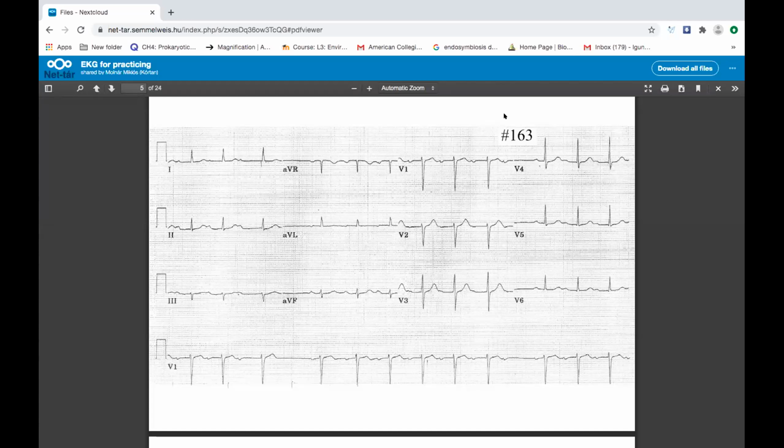So we have a normal axis because of the leads, and then I would say it's irregular, non-rhythmic. Because we can see the difference between the RRs, they are getting longer, so it's irregular.